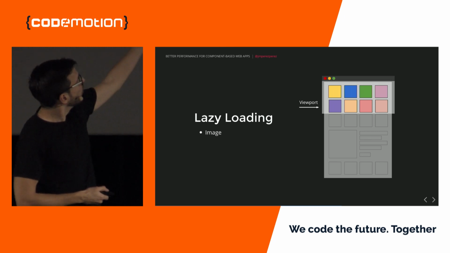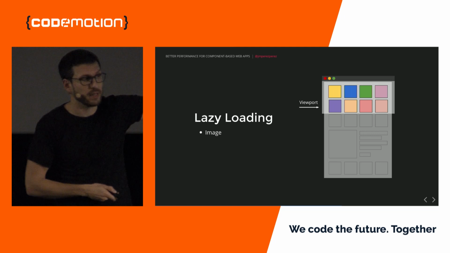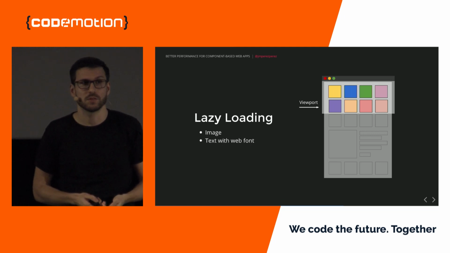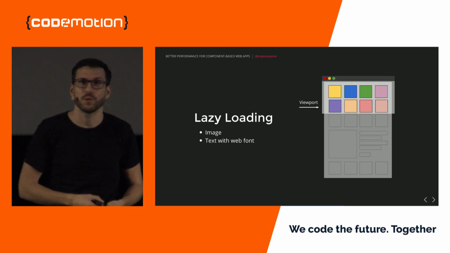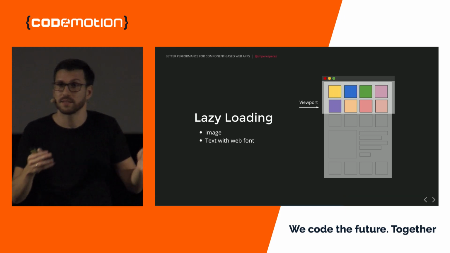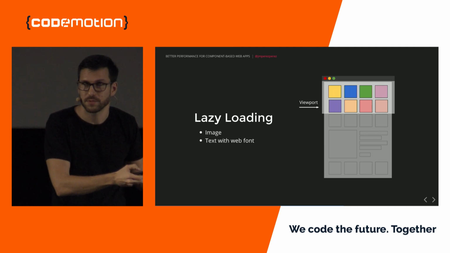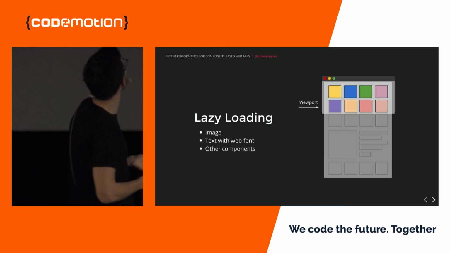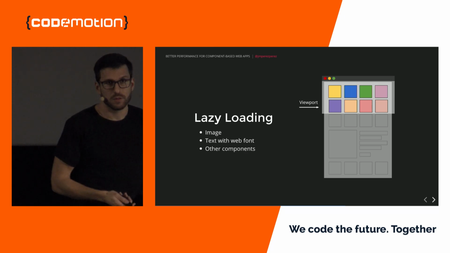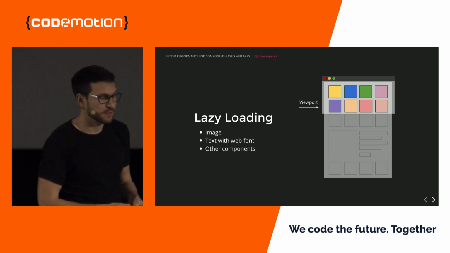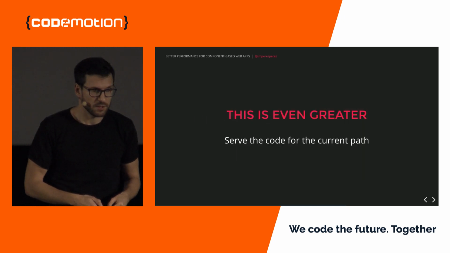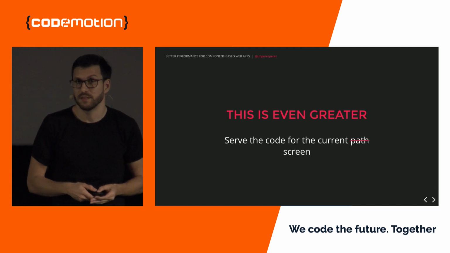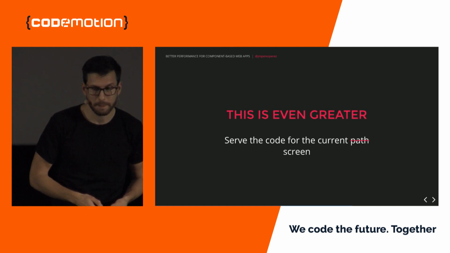But what can be below it? Those boxes can be images. They can be text that is using some custom web font. So you don't request that custom web font unless that text is rendered. Or it can be some other component. So pretty much you can lazy load anything, not only images. So this is even greater: instead of just serving the code for the current path, we can serve the code for the current screen.